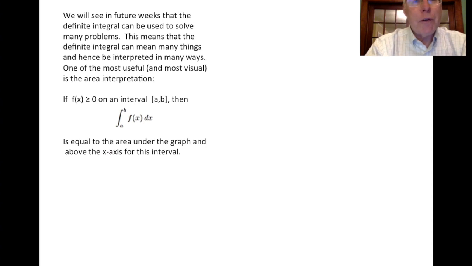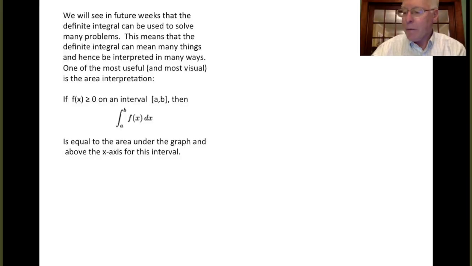So as we'll see in future weeks, the definite integral can be used to solve many problems, and this means that the definite integral can mean many, many things or be interpreted in many ways. Often it'll just depend on the context of the problem you're trying to solve. But nonetheless, no matter how much you learn about definite integrals, one of the most useful and visual ways is the area interpretation.